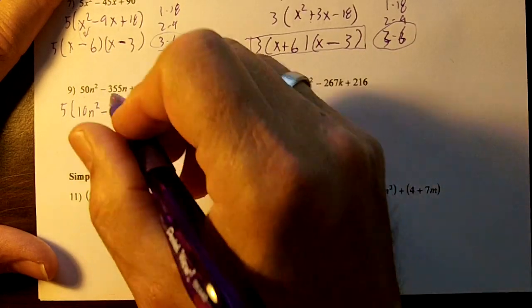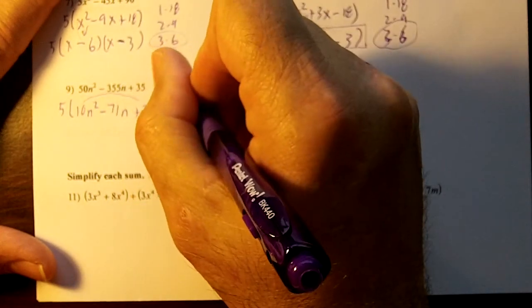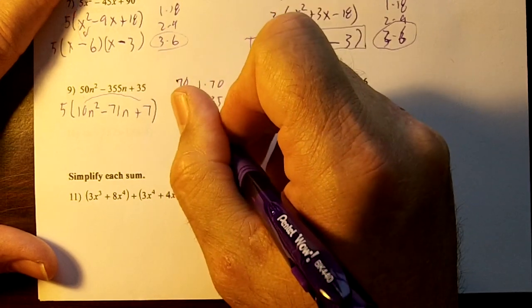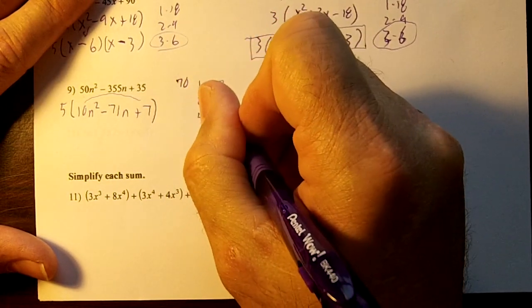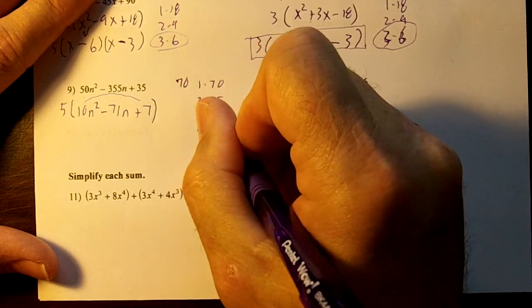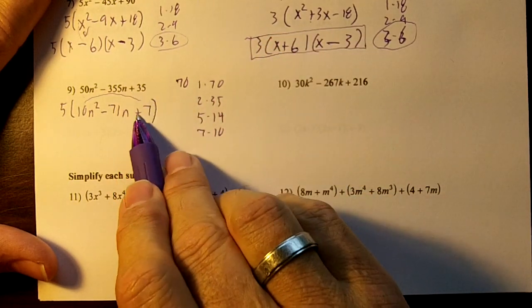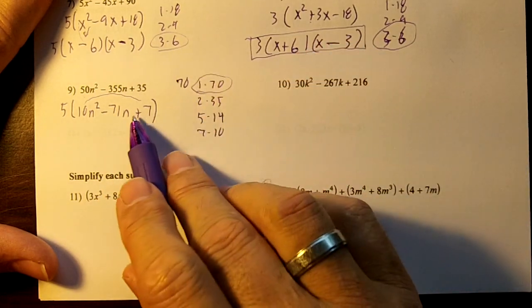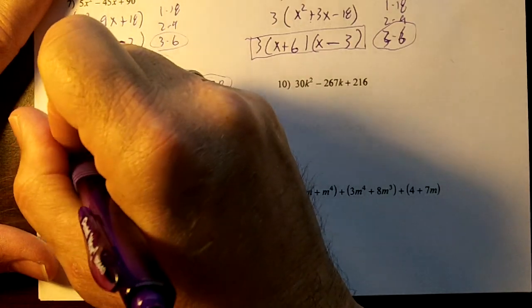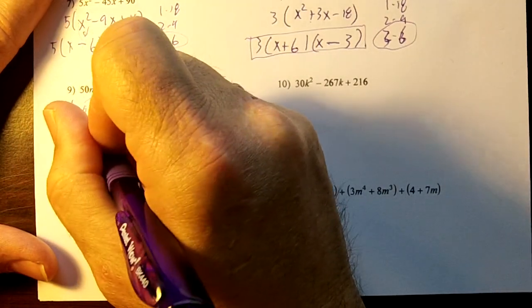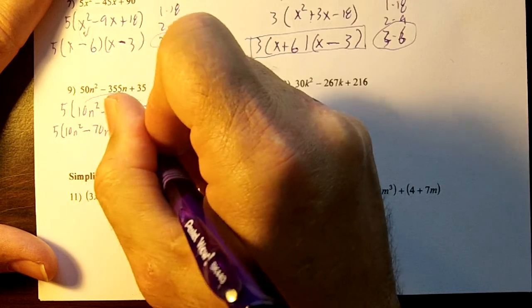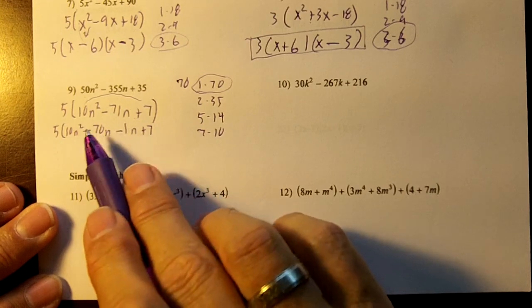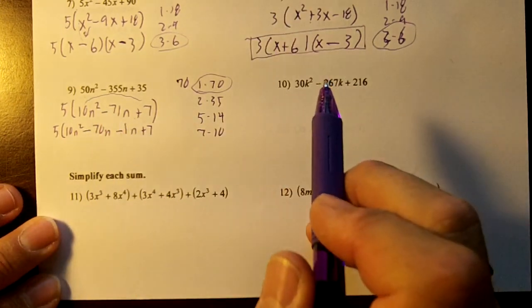It won't simplify anymore, so I'm going to take the 10 and the 7 and multiply, and then write out my factors of 70. 2 times 35, 3 won't work, 4 won't work, 5 times 14, 6 won't work, 7 times 10, and that's it. We want to add and get 71. The 1 and 70 work, don't they? So 5 parentheses 10n squared minus 70n minus 1n plus 7. Remember, when you do this, you put the largest factor first, you drop this sign, and we're going to add, so these two signs will be the same.